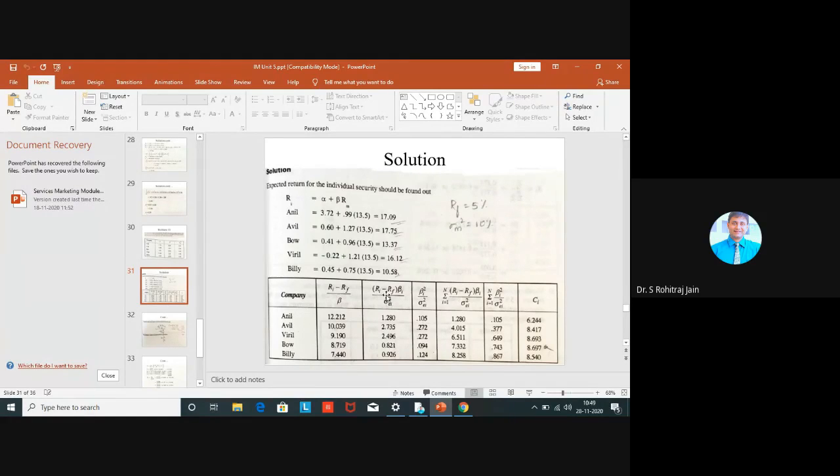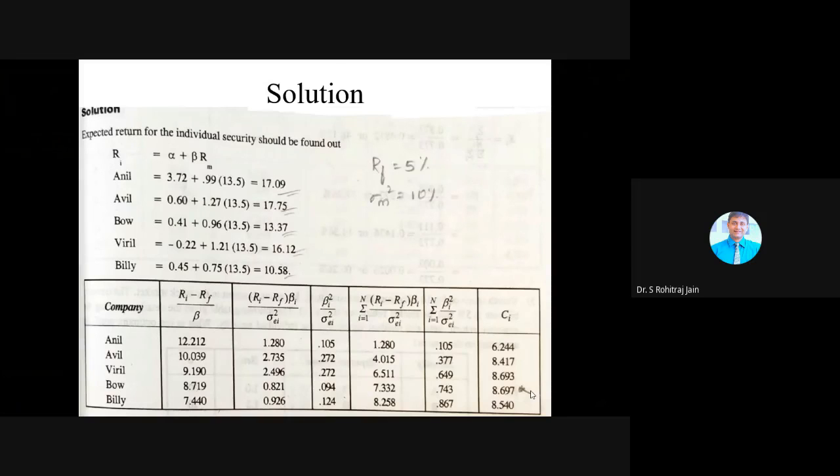What I have to take is Ri minus Rf into beta divided by sigma ei square. I request all of you to solve this particular column using a calculator. The third column is concerned. I'm repeating once again. Ri is the individual stock return. For Avil, it is 17.75 minus 5 into beta divided by sigma ei square. Any other value you are not getting, please stop. All of you are getting the same value, students. The third column is concerned.